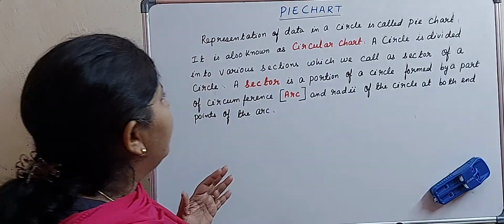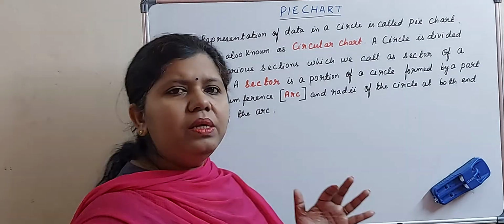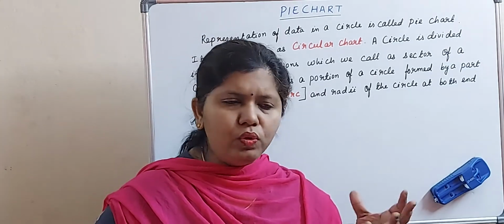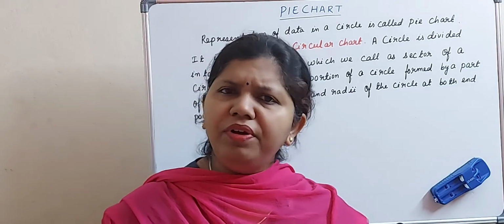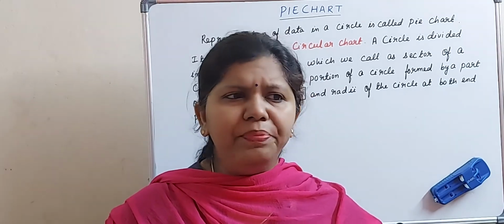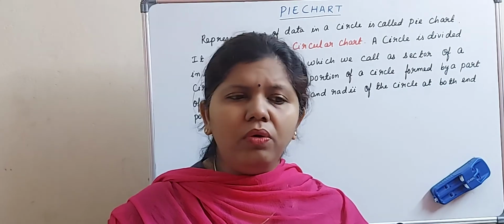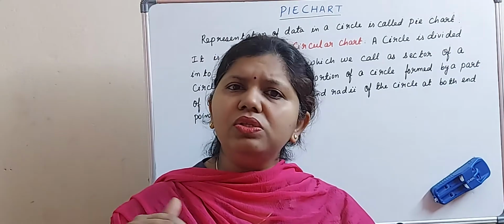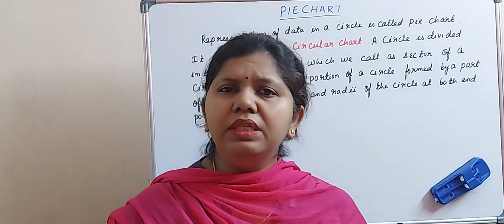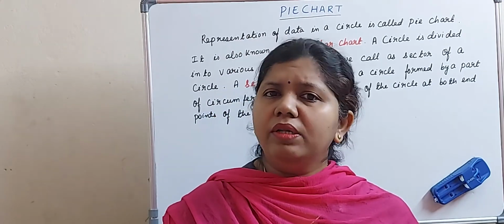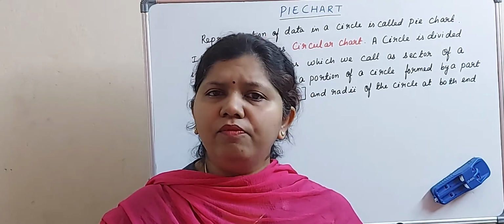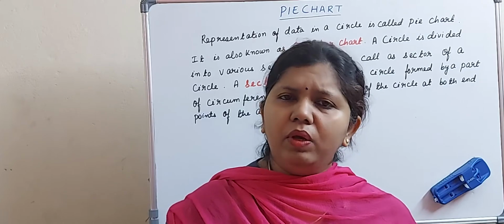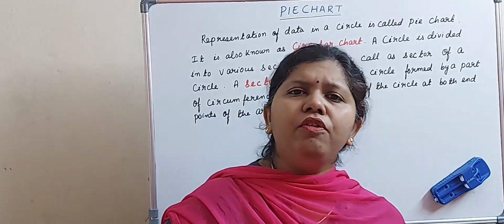So actually here, pie means what? It is a circle kind of thing. You must know how to make a pie, an apple pie, from different types of fruits. So it is a circle kind of thing. In a circle, when you are showing the data, you are doing partitions on the circle and representing the data, then that kind of chart is called a pie chart. The word pie has come from the food item, that is pie only.